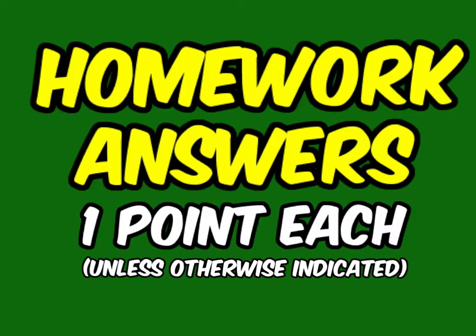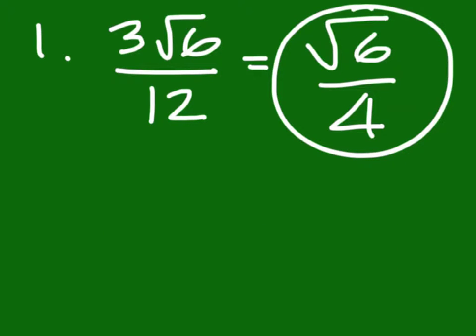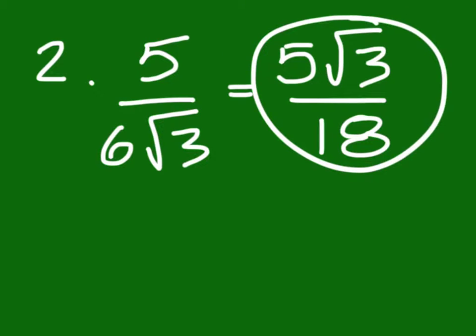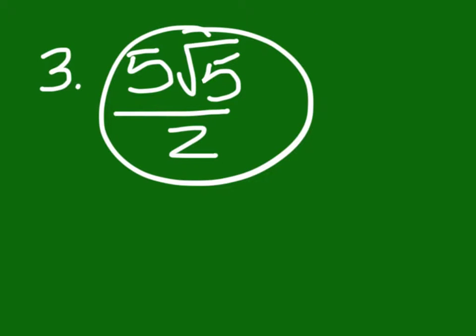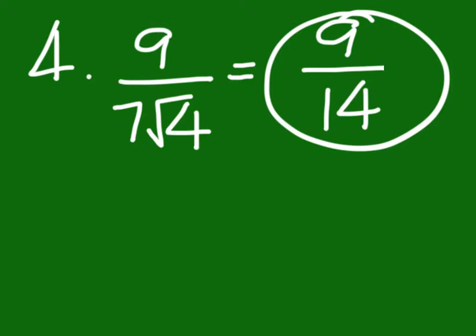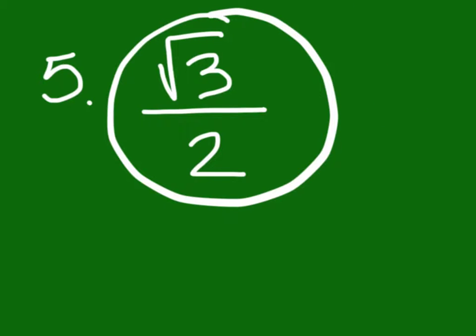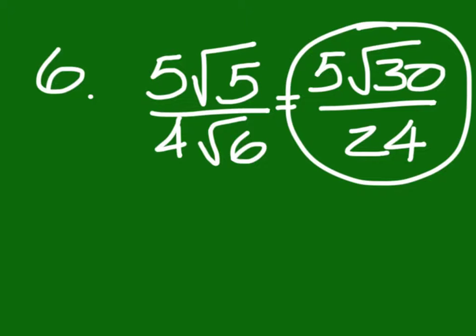Number 1 is square root of 6 over 4. 2 is 5 square root of 3 over 18. 3 is 5 square root of 5 over 2. 4 is 9 over 14. 5 is square root of 3 over 2. 6 is 5 square root of 30 over 24.